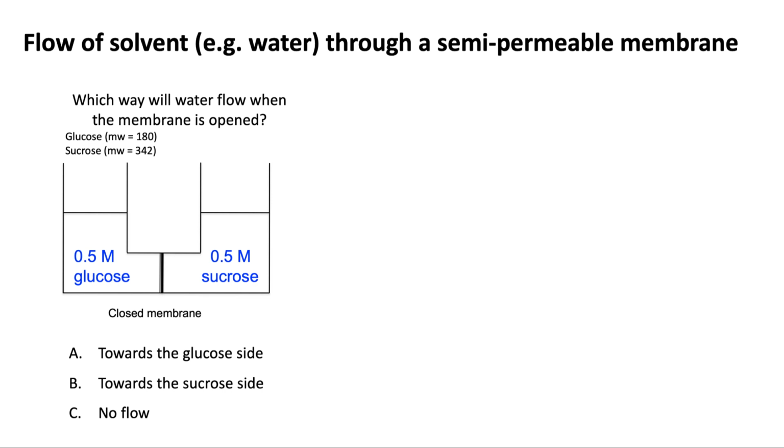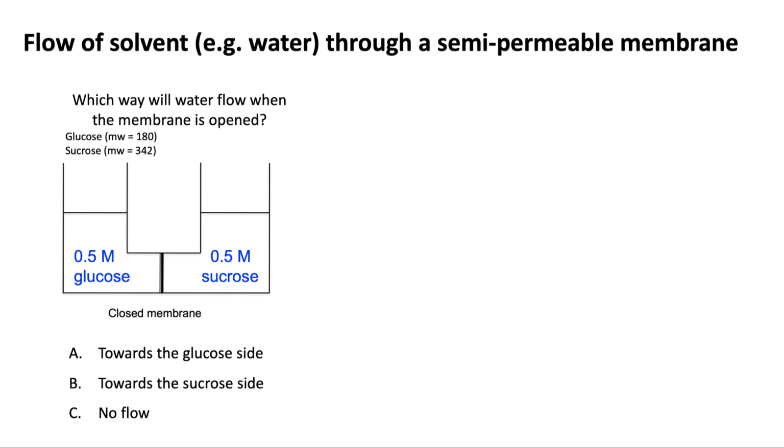So what will happen to the fluid? What we want to know is, on the left-hand side, we have a solution that contains 0.5 molar of glucose, compared to the right-hand side where we have the same concentration, 0.5 molar, but of sucrose. And what's important to understand is the molecular weight of glucose at 180 is much less than the molecular weight of sucrose on the right, which is 342.